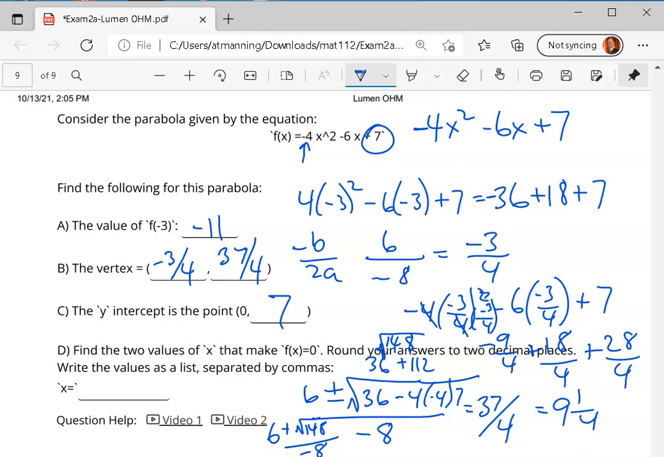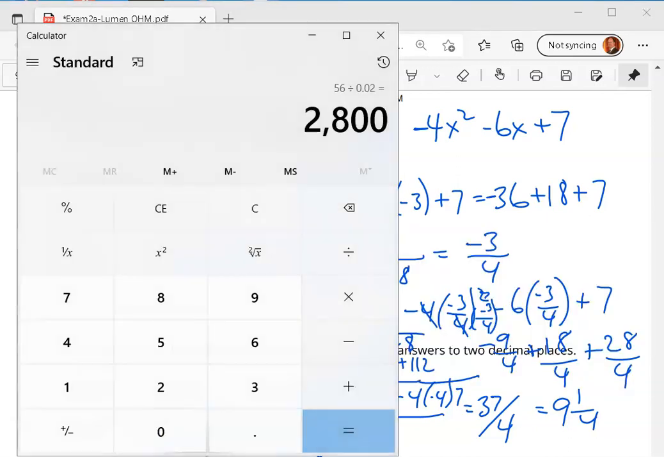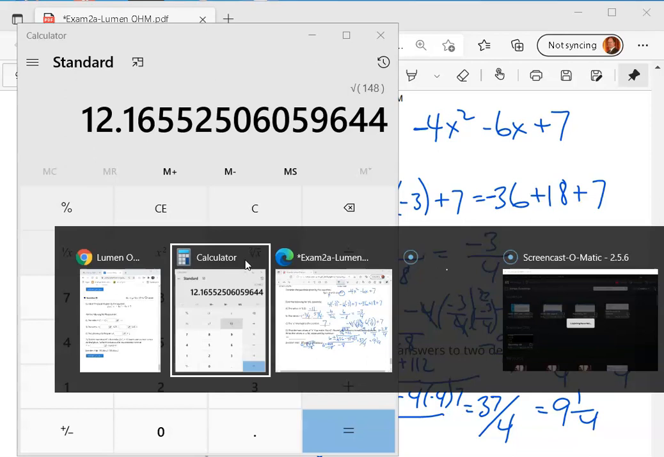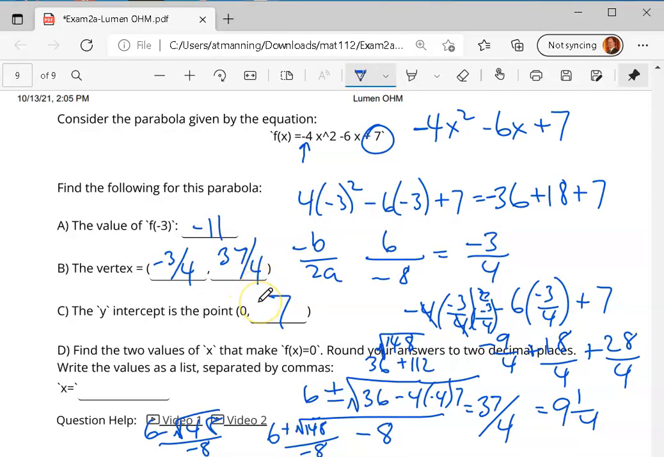Or 6 minus the square root of 148, all over negative 8. Plug it into our calculator. 6 plus square root of 148 over negative 8. Let's do the square root of 148 first. You get 12.16, plus 6, divided by negative 8.